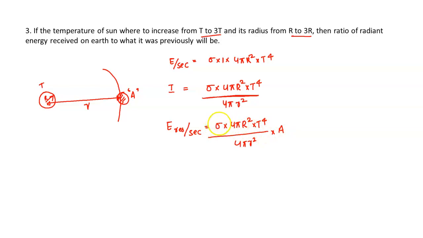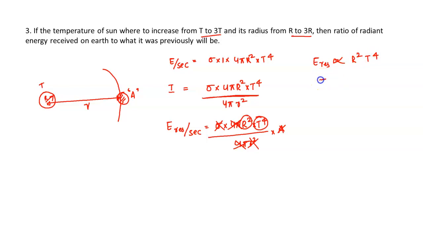So here if you see in the question, sigma is a universal constant, 4 pi is a universal constant. We are not going to change the distance of the Earth's orbit from the center of the Sun. So small r will also remain constant. A will also remain constant. These two terms are varying. So I can say energy received by this Earth per second will be directly proportional to R square T power 4.